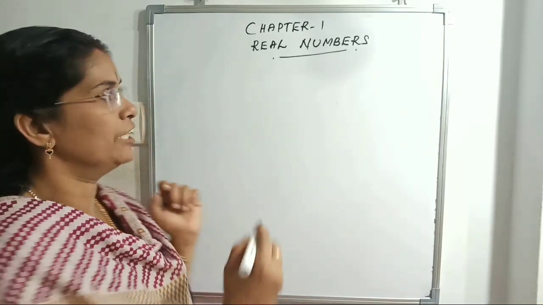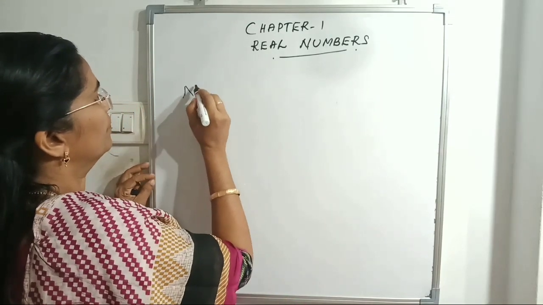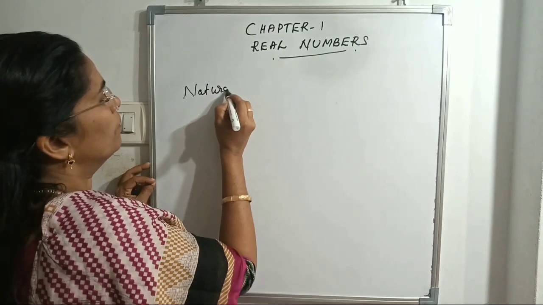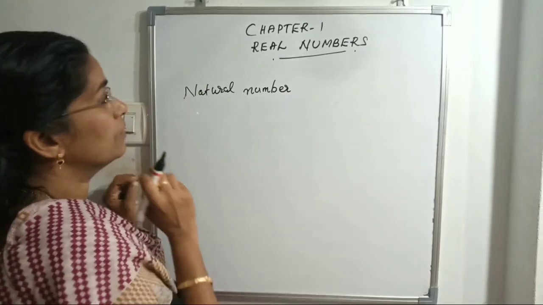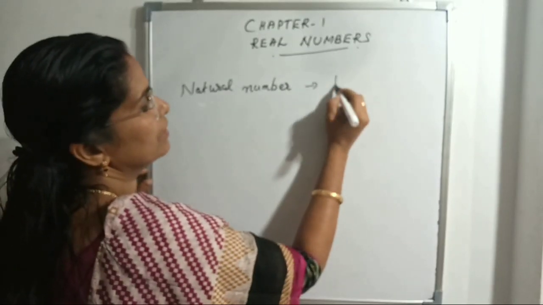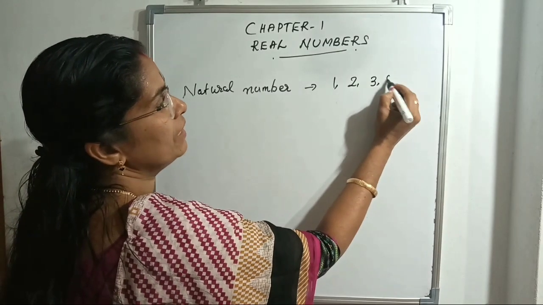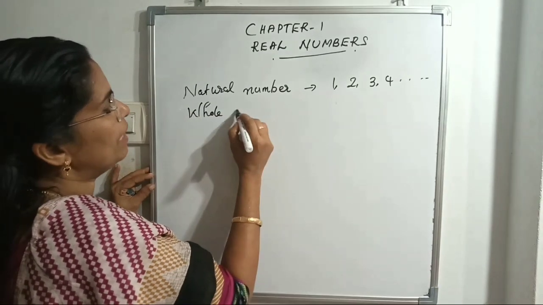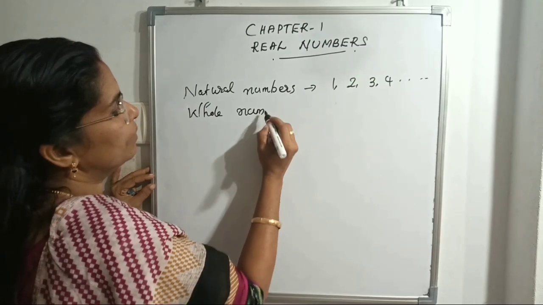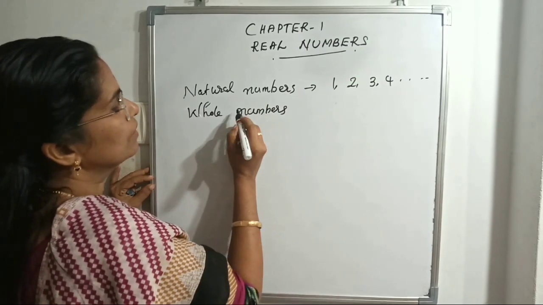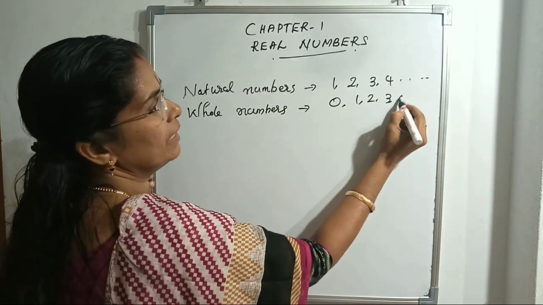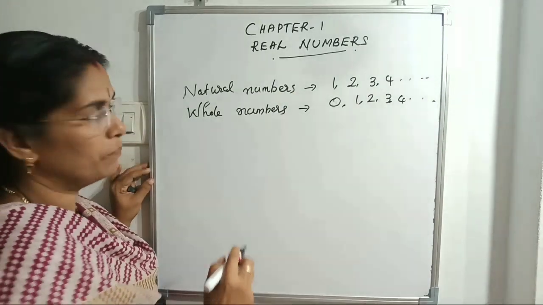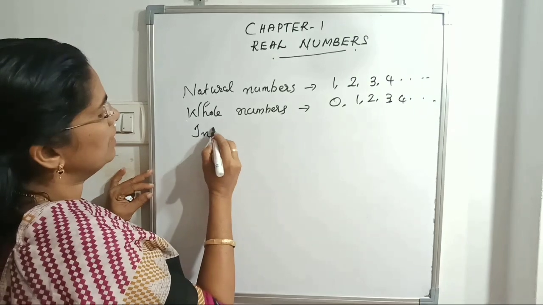First, it is a natural number. Do you know which are the natural numbers? Natural numbers are 1, 2, 3, 4, etc. The next group is whole numbers. Natural numbers and whole numbers, including 0, 1, 2, 3, etc. These are whole numbers. Next group is integers.